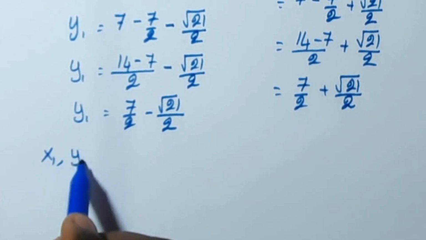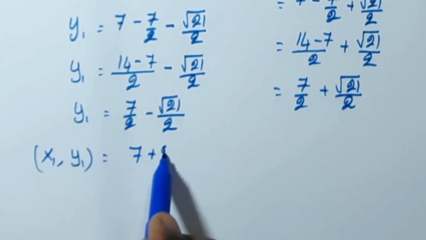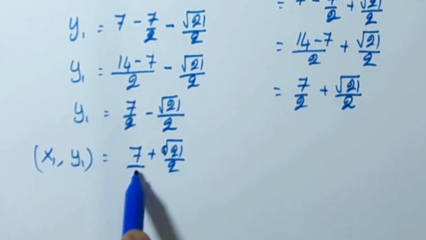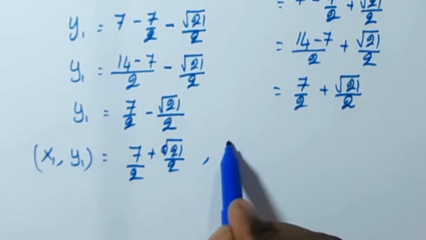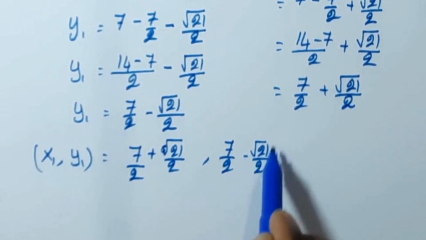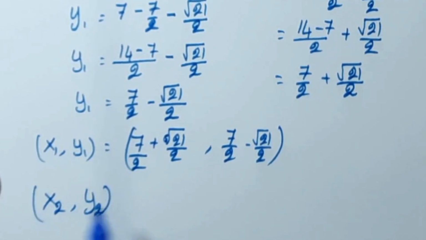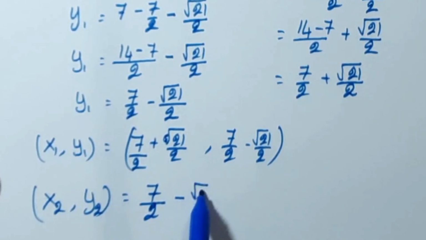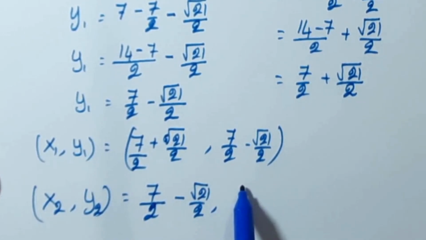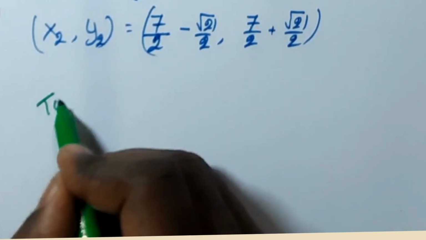X1 now, Y1. So x1 is 7 plus square root of 21 by 2, and y1 is 7 by 2 minus square root of 21 by 2. x2 is 7 by 2 minus square root of 21 by 2, and y2 is 7 by 2 plus square root of 21 by 2. Now check.